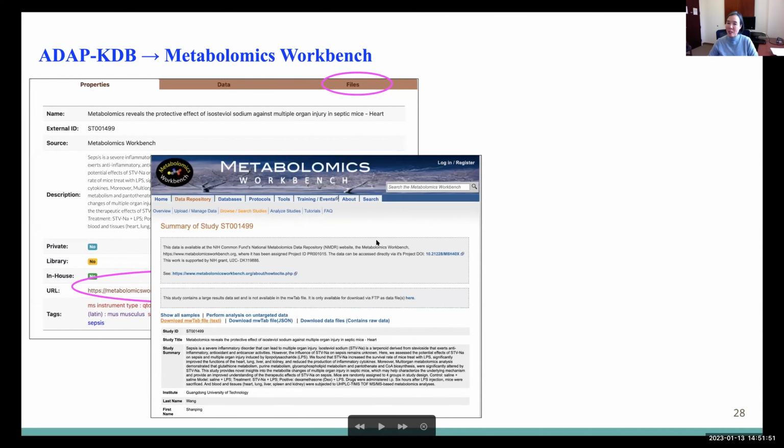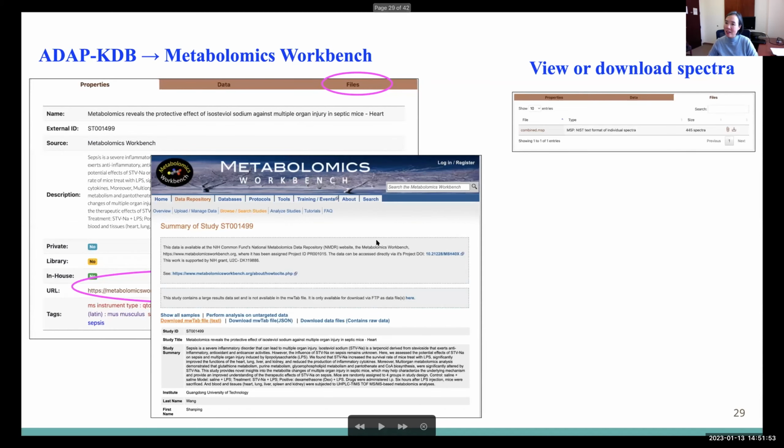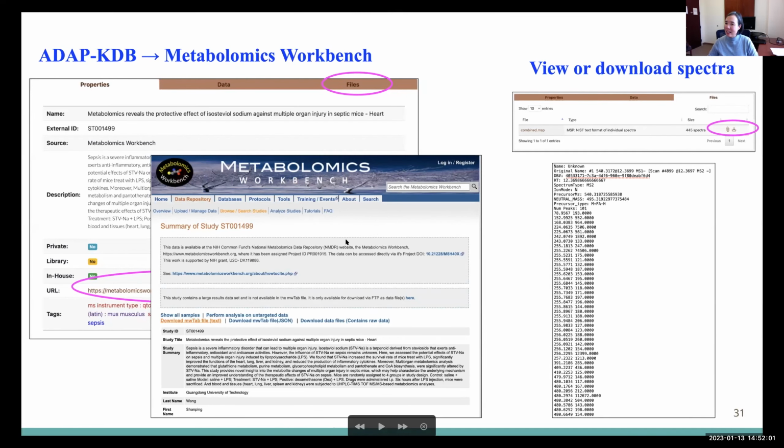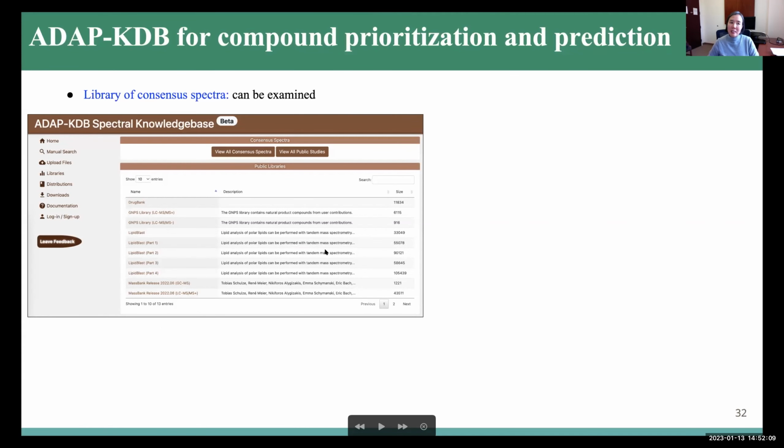And coming back to ADAP-KDB, if you click Files and Users, you could download the spectra that we have already collected, and you could look at the data and search against them using ADAP-KDB or another search engine that you like. And the library of consensus spectra that have been built from all these studies could be examined.